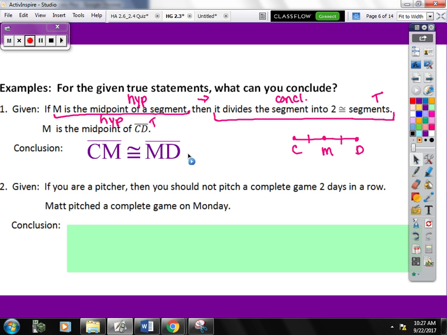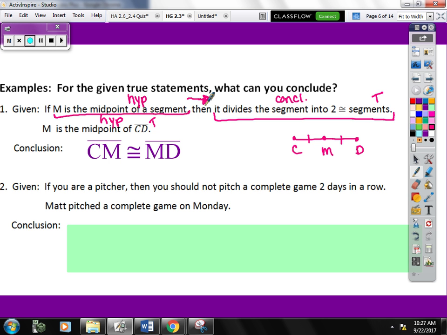But it has to be a given hypothesis. Like if I were to tell you CM is congruent to MD, you wouldn't be able to go backwards. It's always hypothesis to the conclusion. And that's because, remember, these are single arrow conditional statements, so you can't go backwards. You can only go forward.